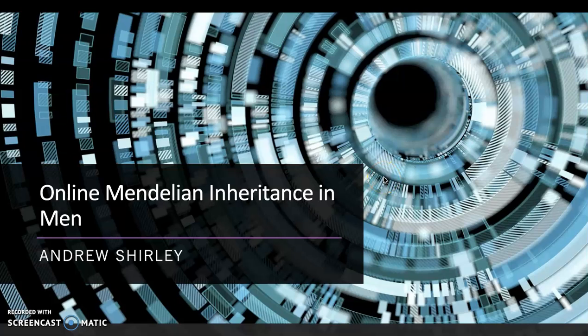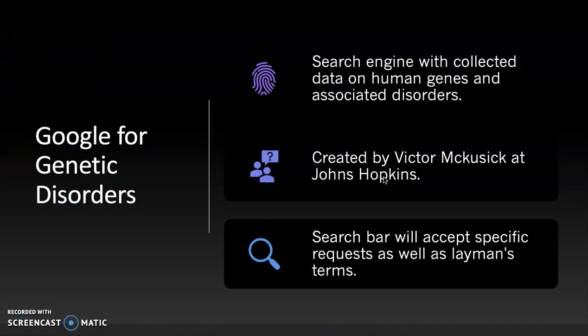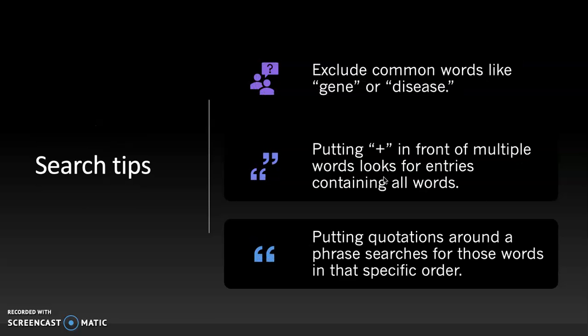This video covers the topic of Online Mendelian Inheritance in Man, OMIM, which is a search engine with collected data on a whole bunch of human genes and disorders associated with them. It was originally created by Victor McKusick at Johns Hopkins University, and it started out as a collection of magnetic tape that had information about genes on them. Now it's been upgraded to a search engine that can be used by anybody, and it will accept both very specific requests as well as layman's terms.